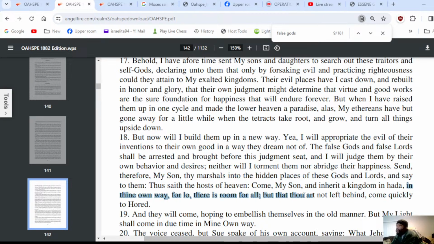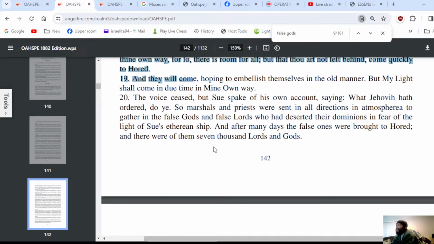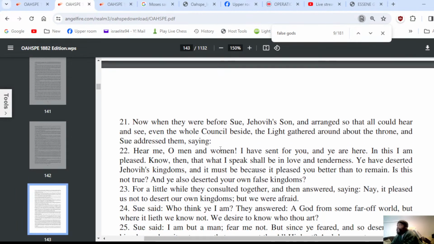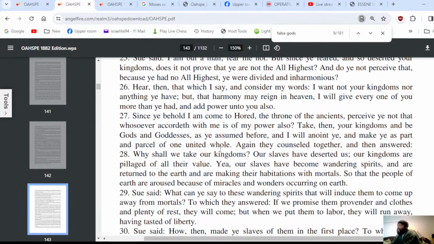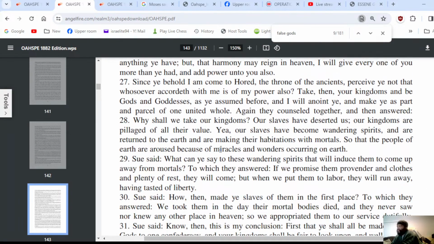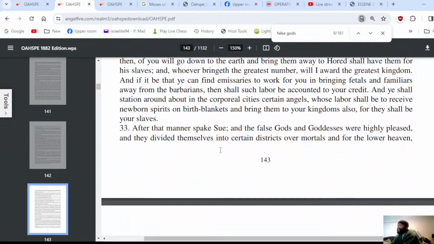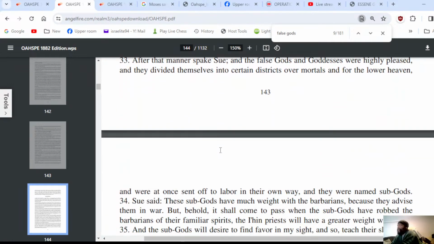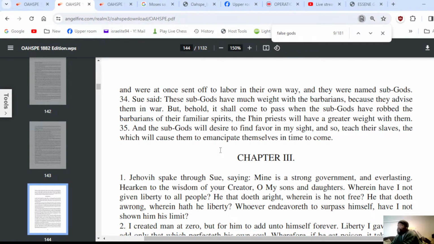It says, inherit a kingdom in Hada in thine own way. For lo, there is room for all, but thou art not left behind. Come quickly to Horeb. And they will come. Now, that's this difficult language right there. Here, let me scroll it and let you look at it, and then you can make sense of it. I'm going to move on. I'm not going to dig into it right now, so I just want to scroll it.